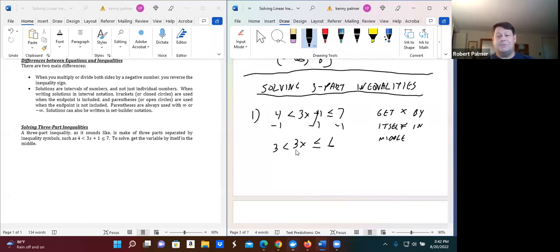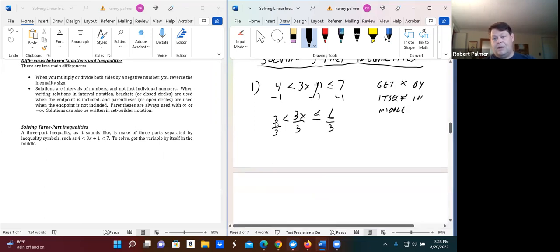Once again, still getting x by itself in the middle. Divide all parts by 3. And since 3 is positive, I don't change my sign. And so this cancels out. And what I'm left with then is 3 over 3 is 1, less than x. X is left in the middle. It's less than or equal to 2. Okay, that's my solution as an inequality.